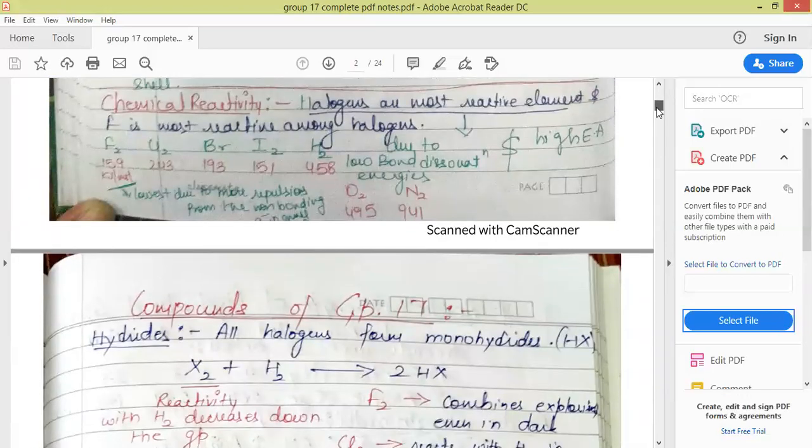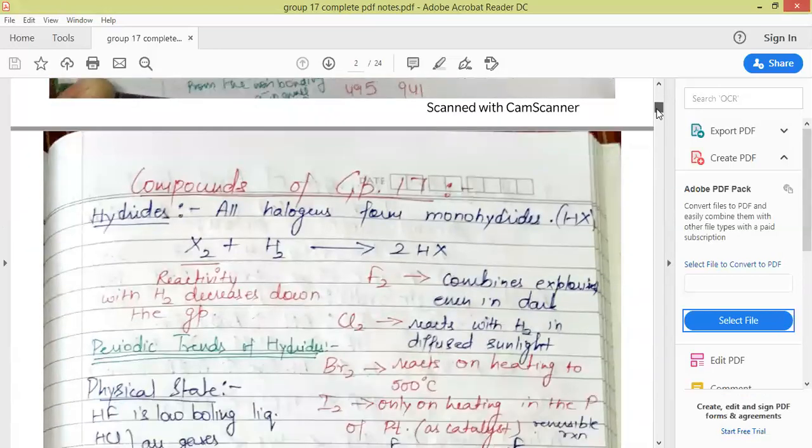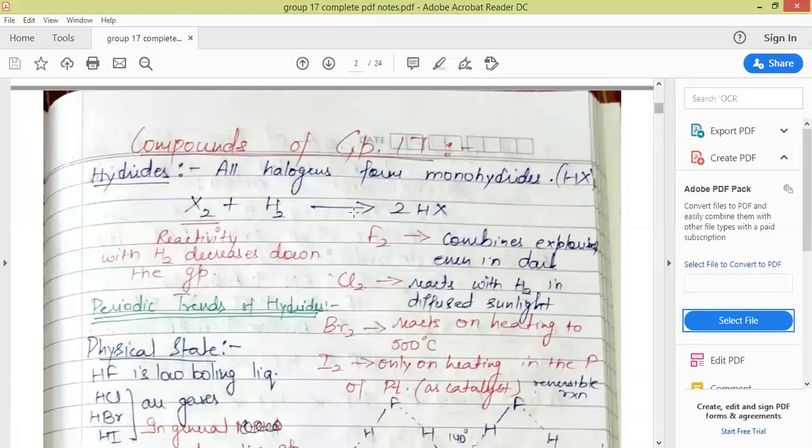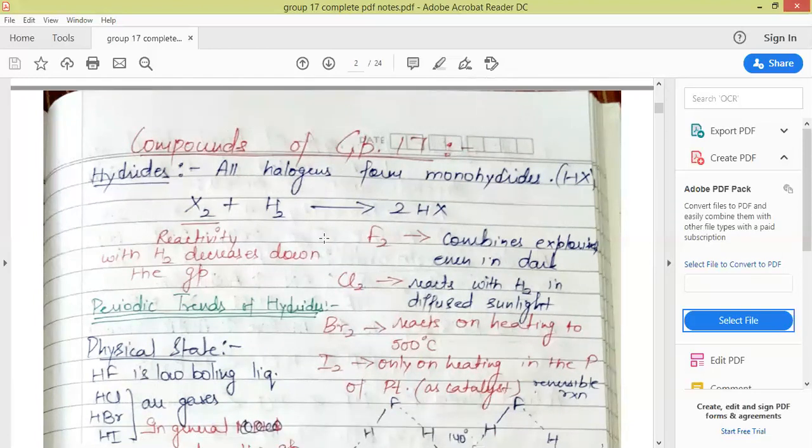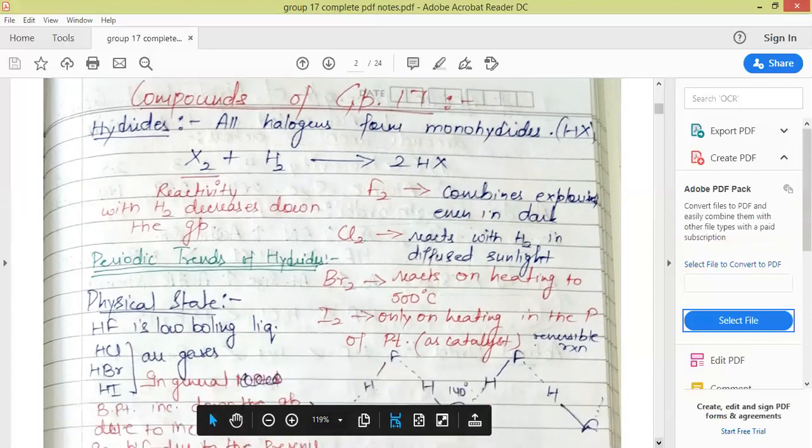Next we move to the compounds of group 17 elements. Firstly, we are starting with the hydrides of group 17 elements. These generally form monohydrides. Monohydrides are formed by the direct reaction of halogens with hydrogen gas. They combine under different conditions. For fluorine, when we react fluorine with hydrogen, they combine explosively even in the dark.